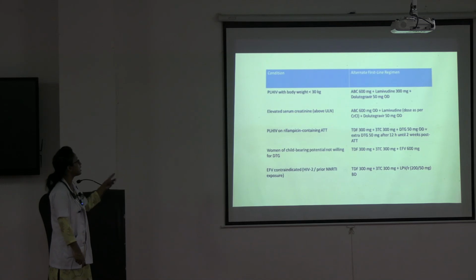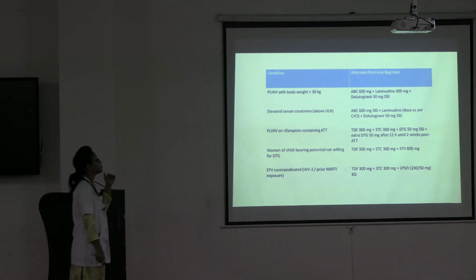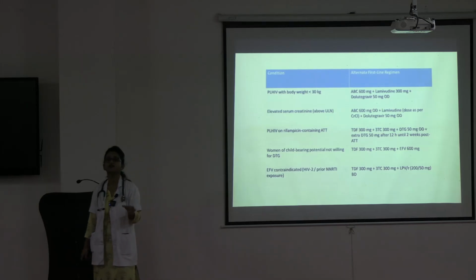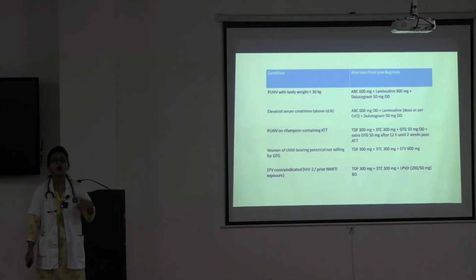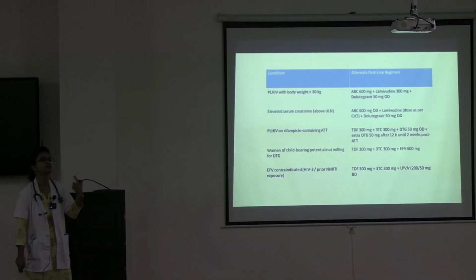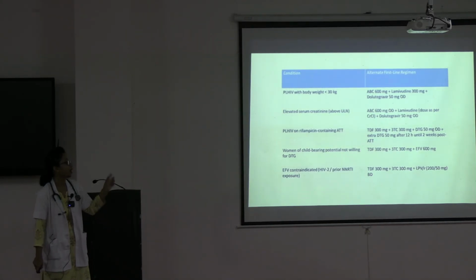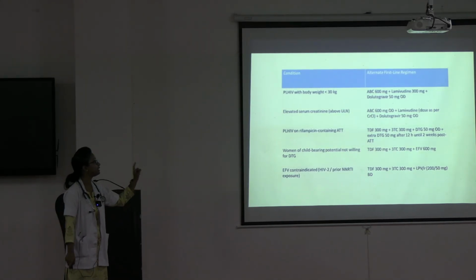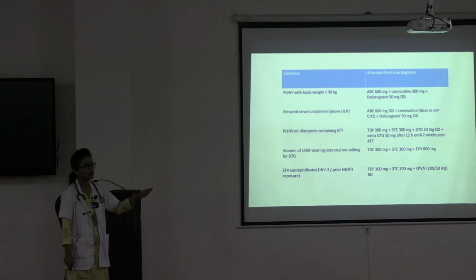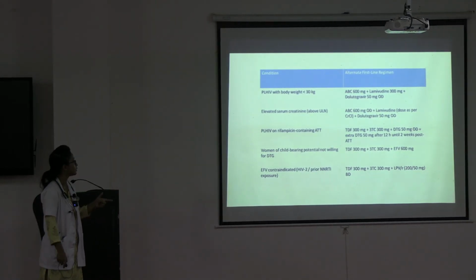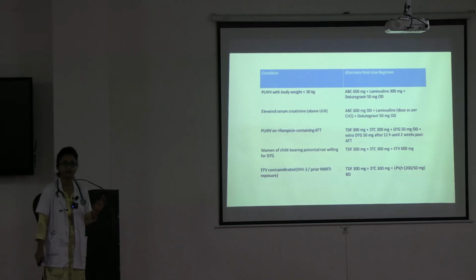Okay. Third special situation is if the patient is HIV positive, along with that the patient is on rifampicin containing ATT. What rifampicin does is it increases the metabolism of what? Dolutegravir. So you have to give tenofovir, lamivudine, dolutegravir, but along with that you have to give an extra dose of dolutegravir, 12 hours later, okay, until 2 weeks post ATT.